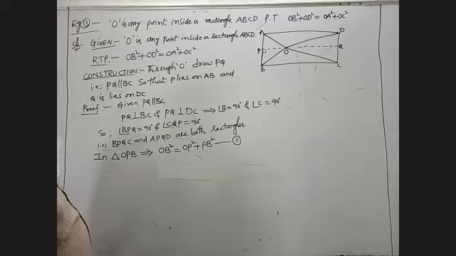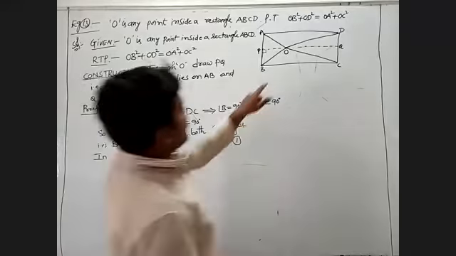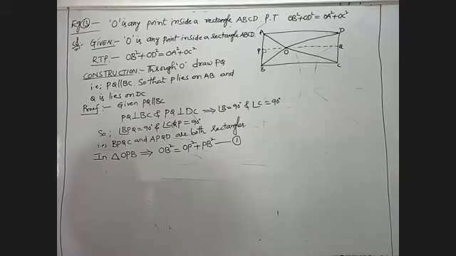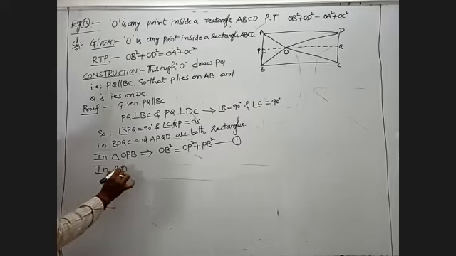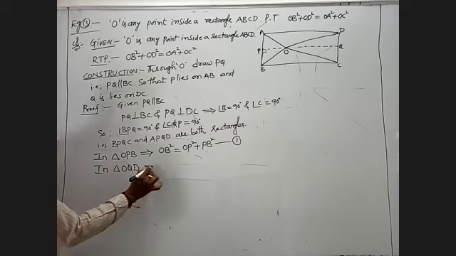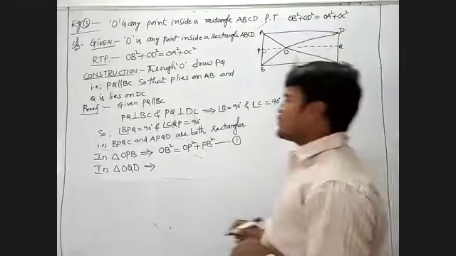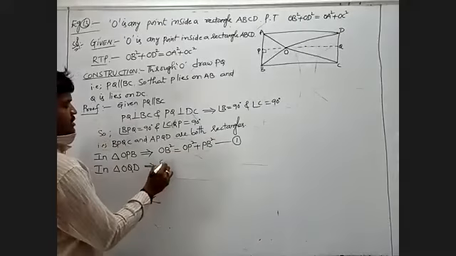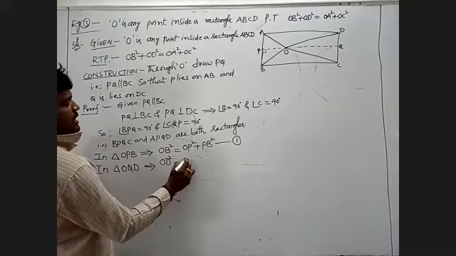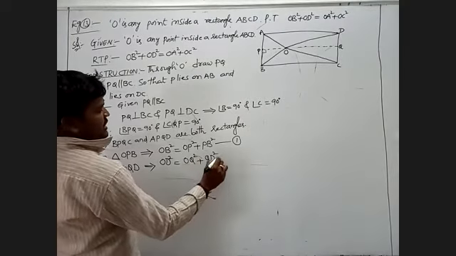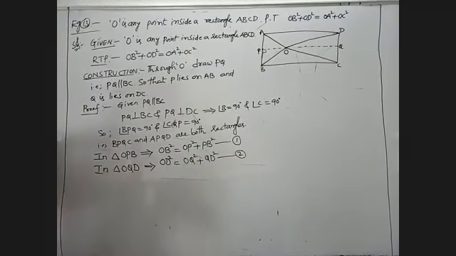After that, in triangle OQD, I will write in triangle OQD, where OD is the hypotenuse. That I will write OD square is nothing but OQ square plus QD square. Will write. This is my equation number 2.